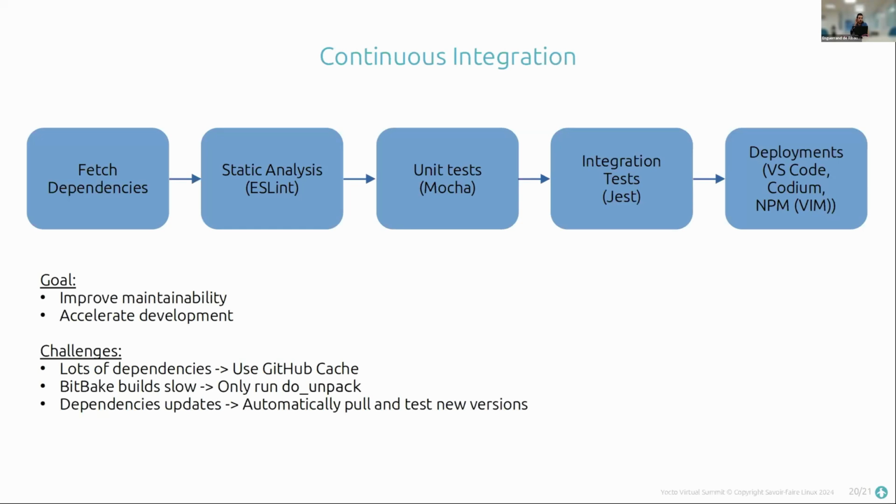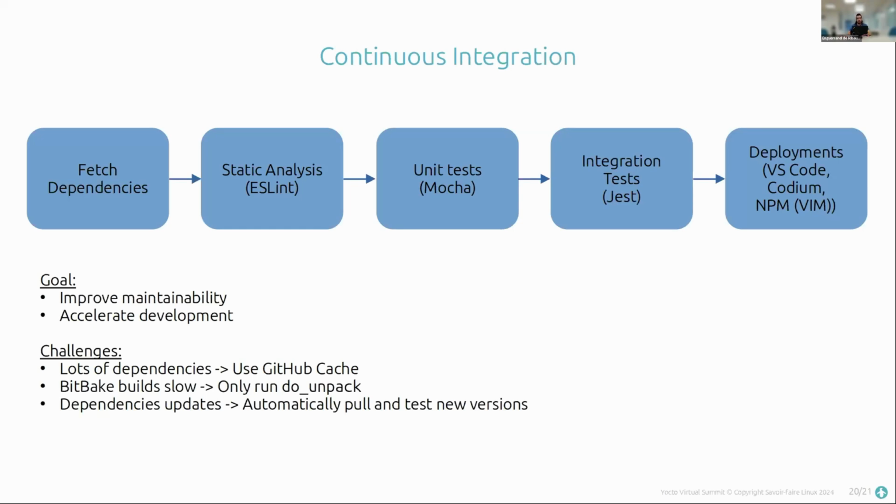So we fetch the dependencies. We have some static analysis, which is going to check the style and the quality of our code. We then run unit tests, so all functions and all classes are tested independently in a mock environment. This is really what you would get in a C++ or Python application as well.